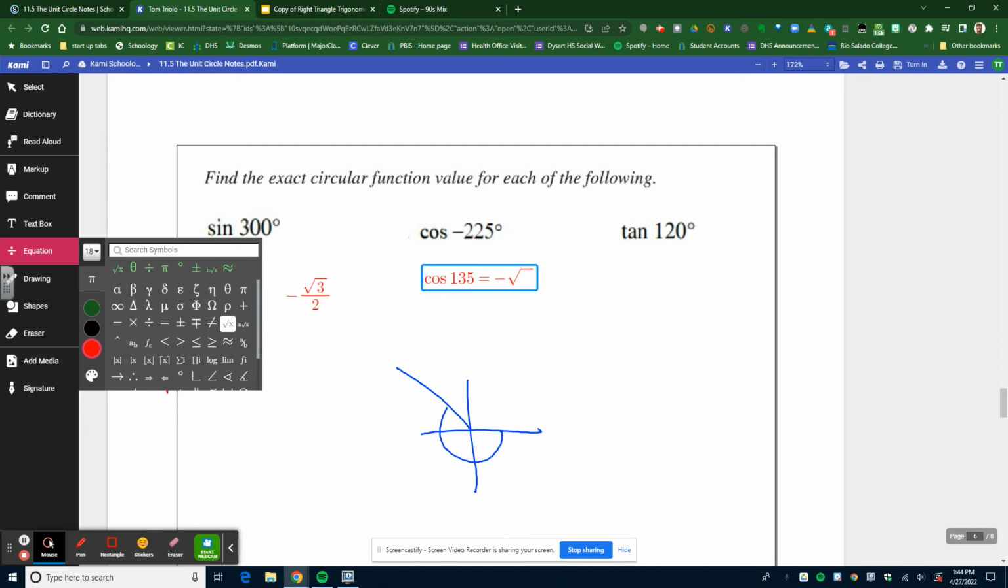So on these, if you're asked to find the cosine, sine, or tangent of something, and it's not on your unit circle, you need to find the coterminal angle that is on the unit circle.